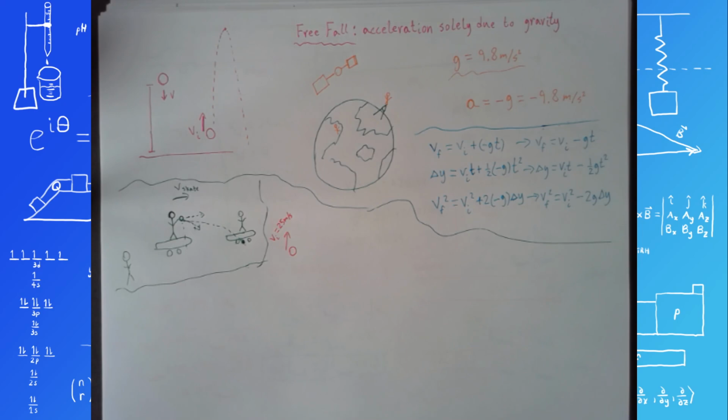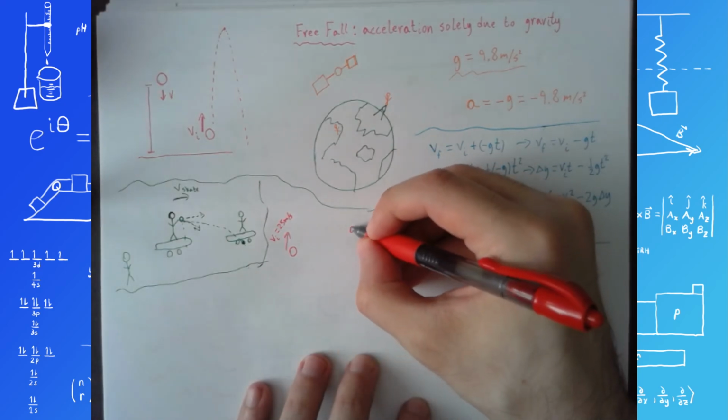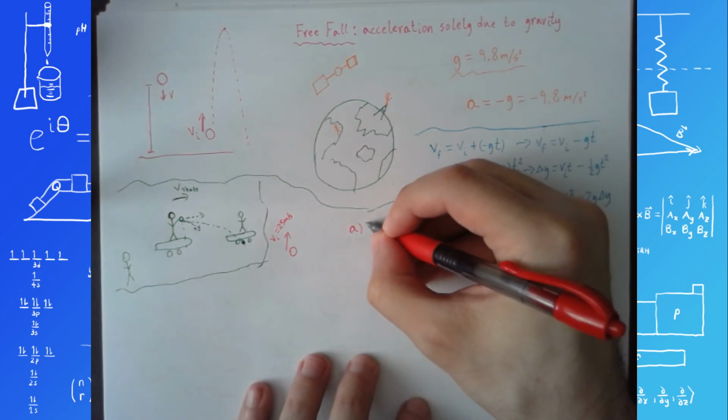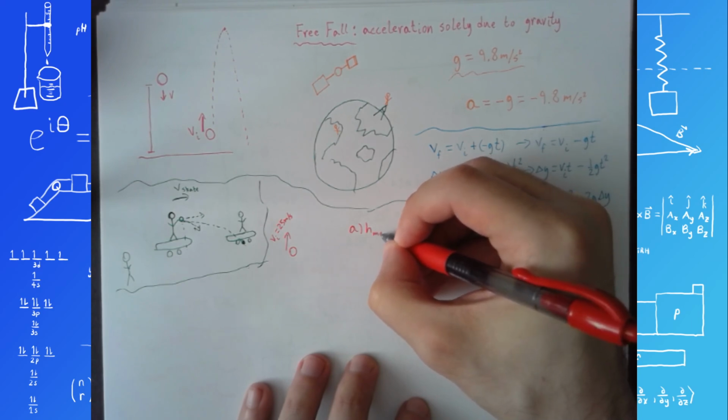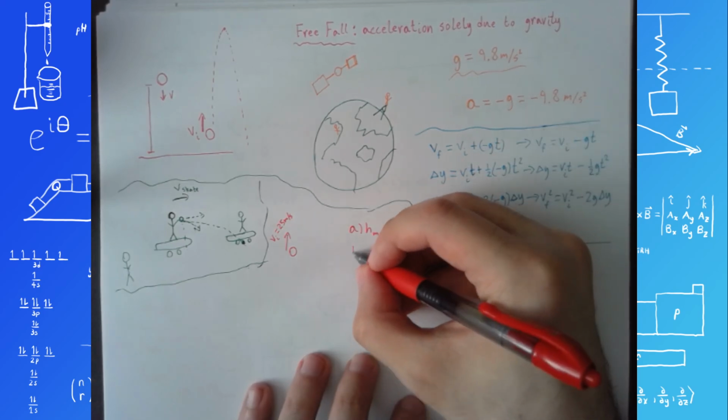Part A is asking, how high does it rise? Or in other words, it's asking for the maximum height, H max. That's what part A is asking for.